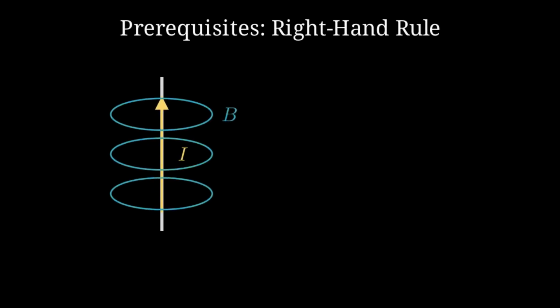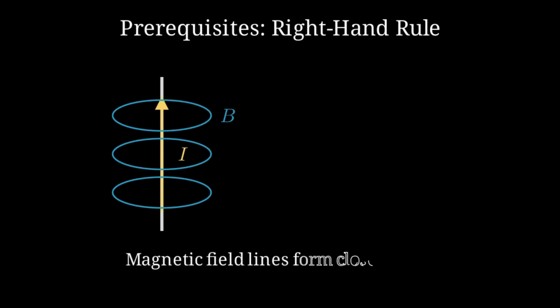Before we dive into the math, remember the fundamental rule of electromagnetism, the right-hand rule. When current flows through a wire, it generates a magnetic field that circles around it. In a circular loop, these individual field lines combine to create a concentrated field passing through the center of the ring. Let's set up our coordinate system.